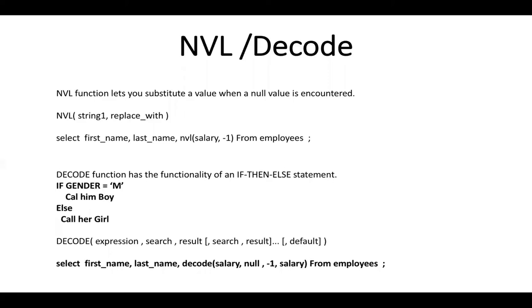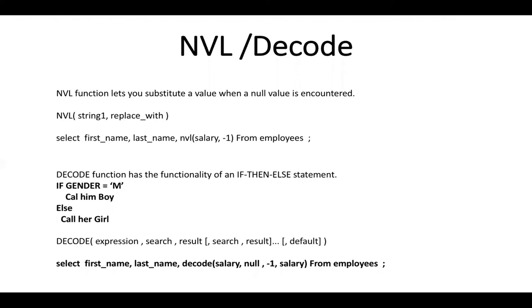The only condition over here is, if the column is a string, then the return value also has to be a string. If the column is a number, the replacement value also has to be a number. If it is a date, the same type has to be returned. You have to give it as a replacement column. The reason is a column can contain only one type of value.